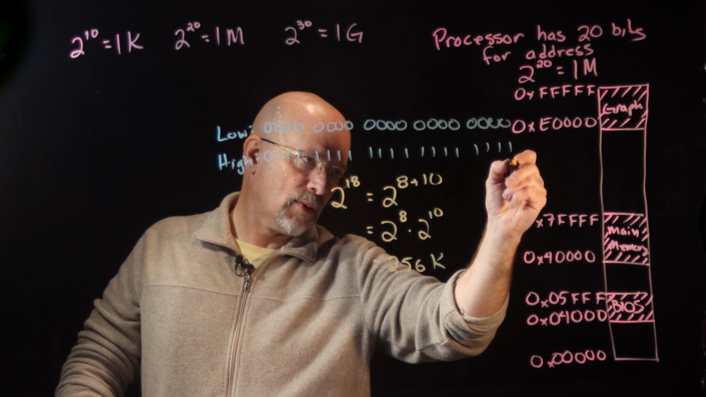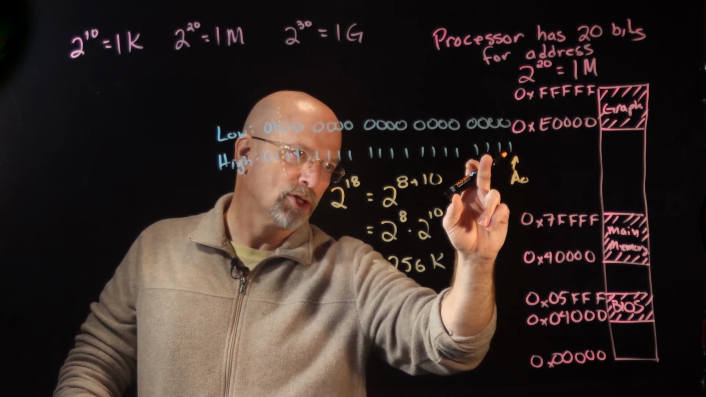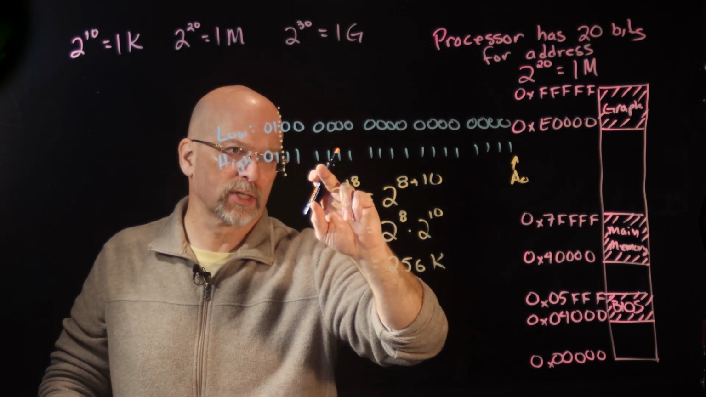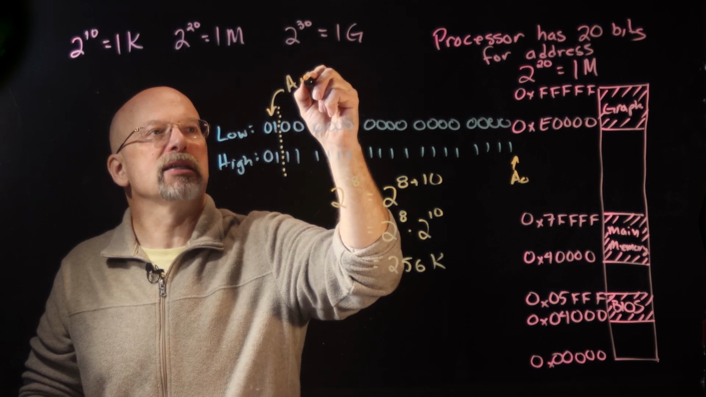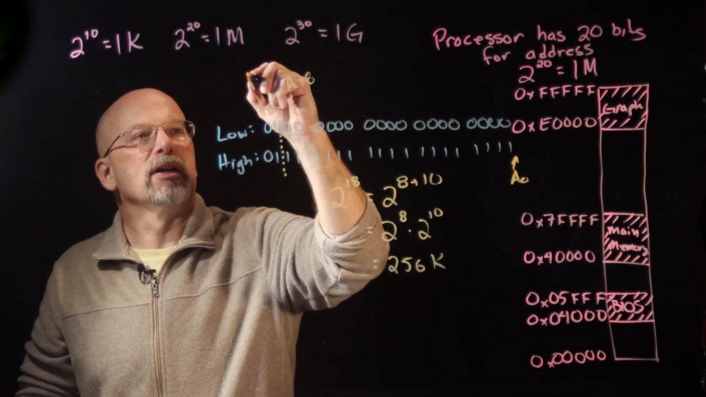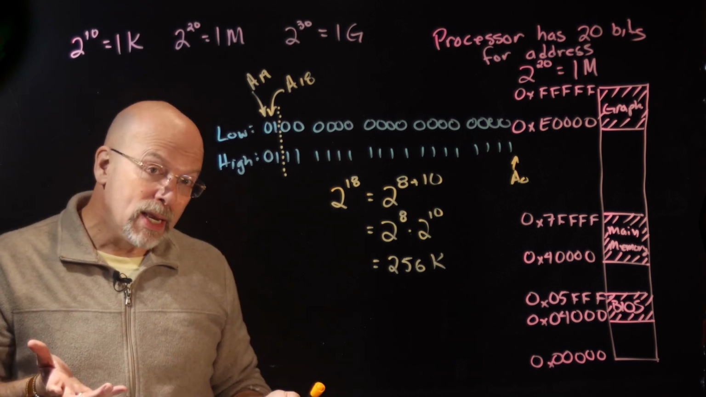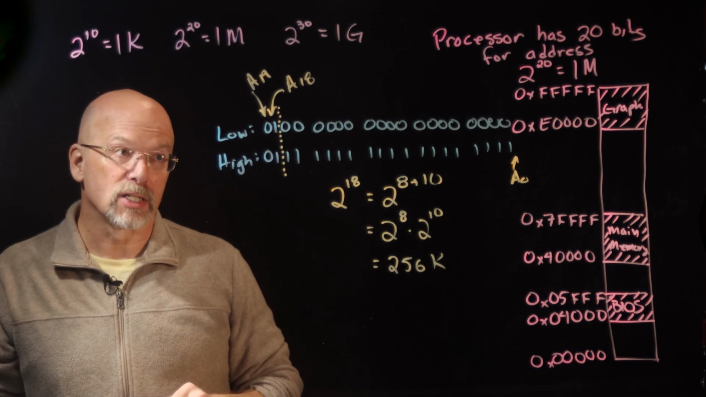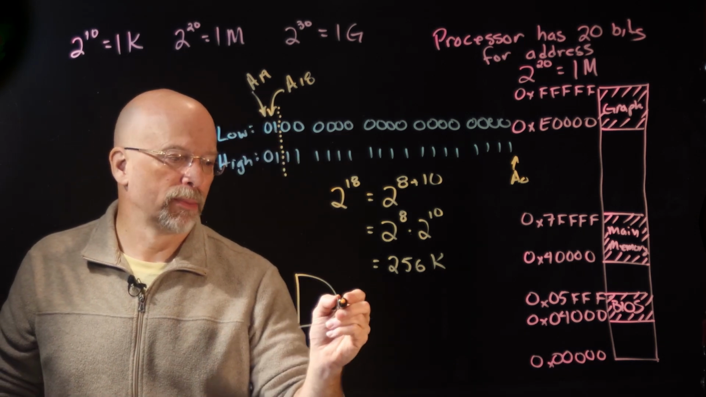So this guy right here, remember that's A0. So we've got A0, 1, 2, 3, 4, 5, 6, 7, 8, 9, 10, 11, 12, 13, 14, 15, 16, 17. This guy right here is A18. This guy right here is A19. So what we need to do is turn on main memory when A19 is a 0 and A18 is a 1. It's a simple NAND gate.